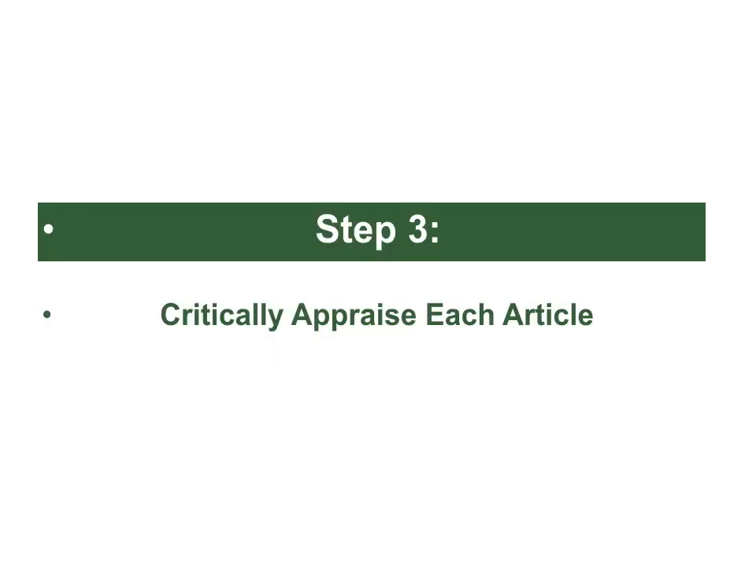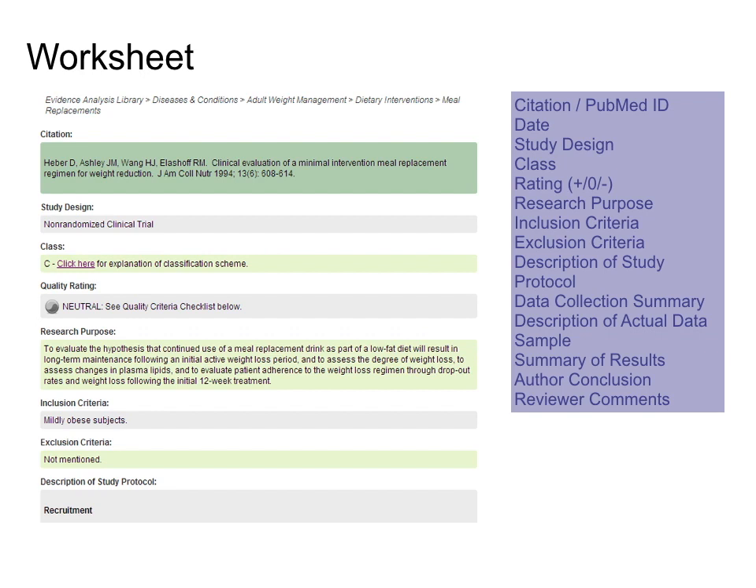The third step in the process is to critically appraise each article. This is an example of a worksheet from EAL. All worksheets are available to you on EAL, and you can actually search a topic and see all the research that has already been done and appraised.